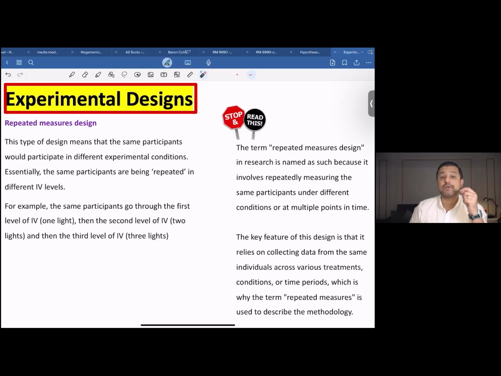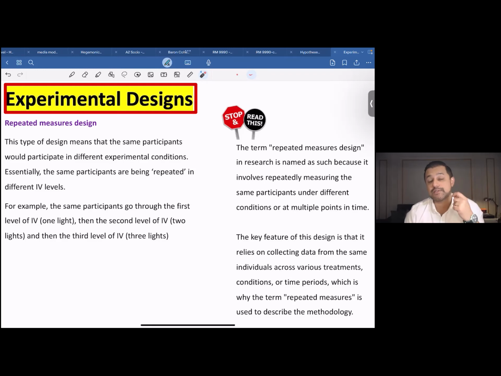Now, to begin with, as we speak about experimental designs, to put it in a simple manner, an experimental design is a mechanism that an experimenter uses to allocate participants to different experimental conditions, right? Let me repeat. An experimental design is a strategy, or you could call it a mechanism, that an experimenter uses to allocate participants to different experimental conditions.